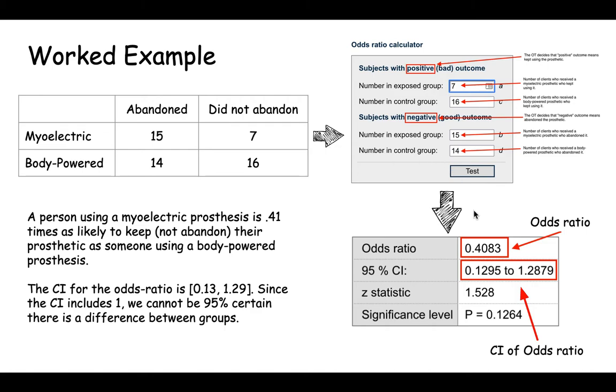And when we calculate the odds ratio, we get a 0.41. That means that the likelihood of having this positive outcome in the intervention group was 0.41 as big as for the comparison group, which is body powered. That means that it was smaller. Our confidence interval stretches from 0.13 to 1.3. So it includes 1, so we can't exclude the possibility. So we can't be 95% sure there is no difference.